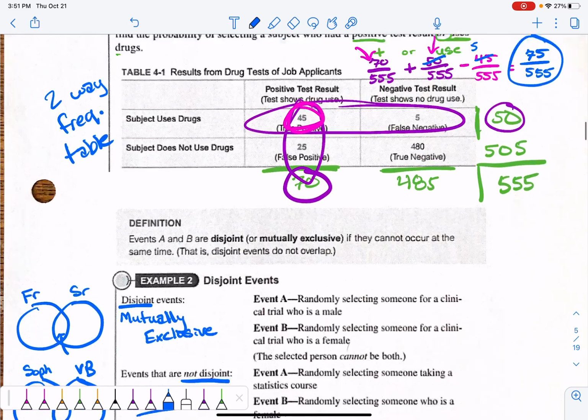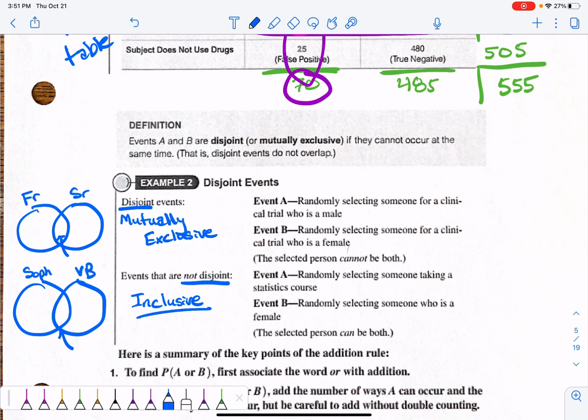Okay, we've already talked about disjoint or mutually exclusive, but let's do some examples here. So they say event A and event B. They say randomly selecting someone for a clinical trial who is male and randomly selecting someone who is female. You can't be both, so that's why those two things are exclusive. The person cannot be both, okay? The next one is randomly selecting someone who is taking a statistics course and someone who's female. So a stats student and a female, you can be both a female and in stats at the same time. That is legal. That's inclusive, okay?